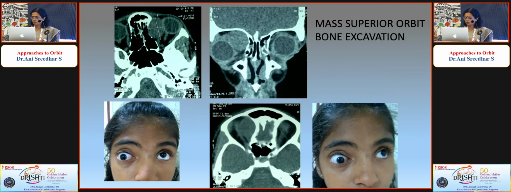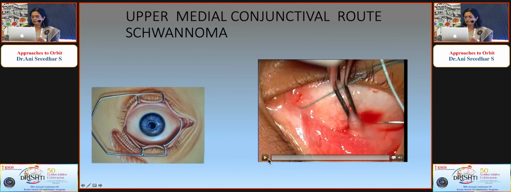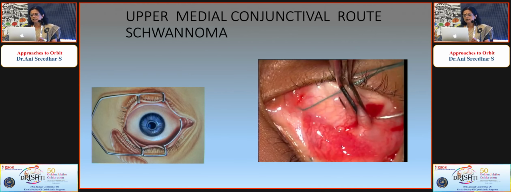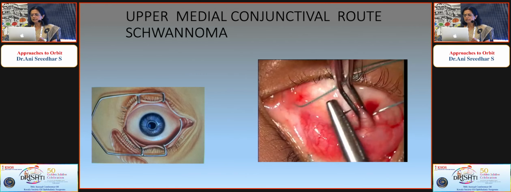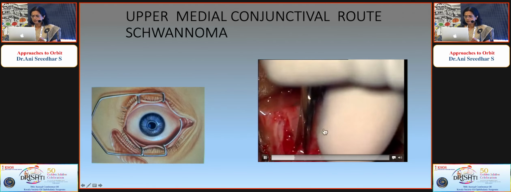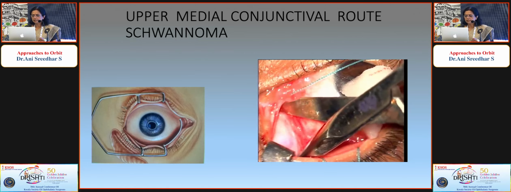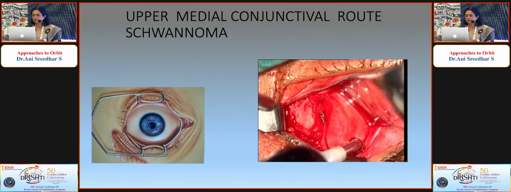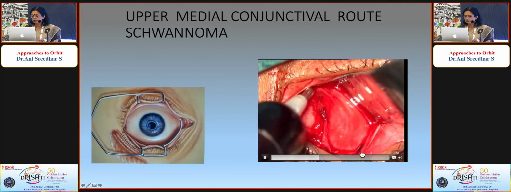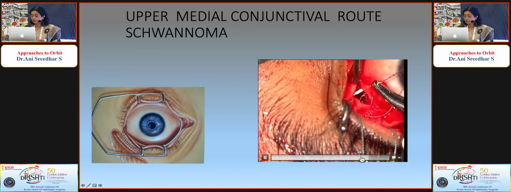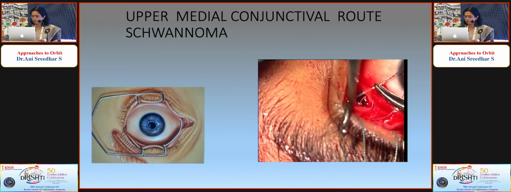This is again a huge mass in the superior orbit with bone excavation. Do you see the bone excavated out? And this I did through the conjunctiva. I realized later that it was a mistake, tagging the superior and the medial rectus. And the mass was very huge, and it reduced 2 years of my lifespan actually. It was so huge. And yeah, the conjunctiva is then sutured. This turned out to be a schwannoma.